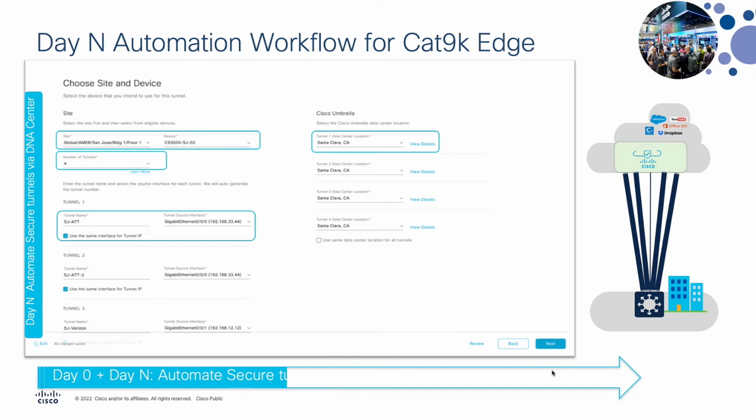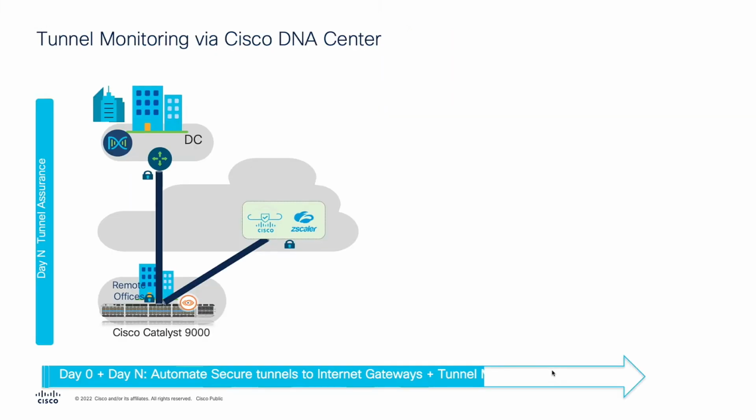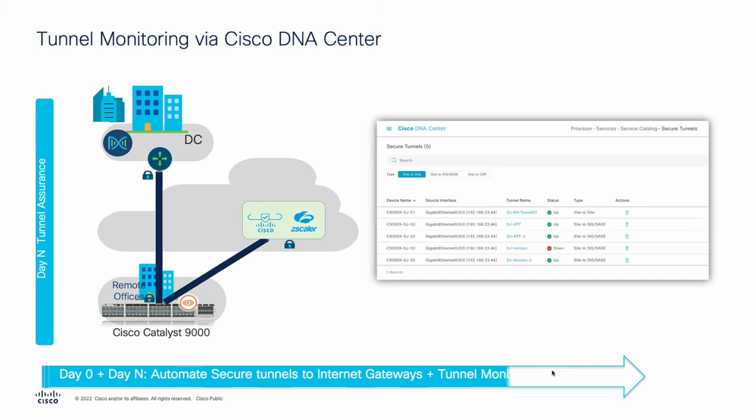And obviously, there are other options too. For example, I talked about being able to send all the traffic to Umbrella, or you can send only selected traffic. If you pick the selected traffic option, then you can pick the subnet that you want to select. And with that, you have policy-based routing as well on the DNA Center. So this takes care of the complete automation, day zero to day N, for the IPsec tunnel with respect to the devices.